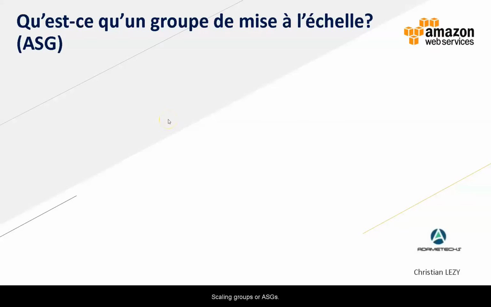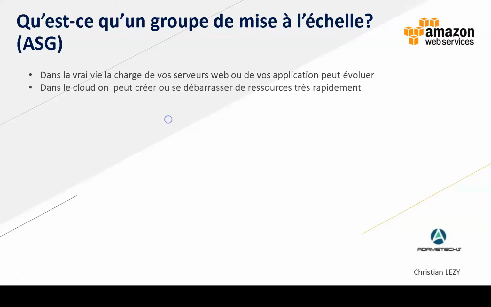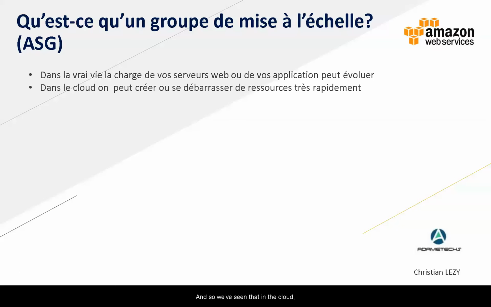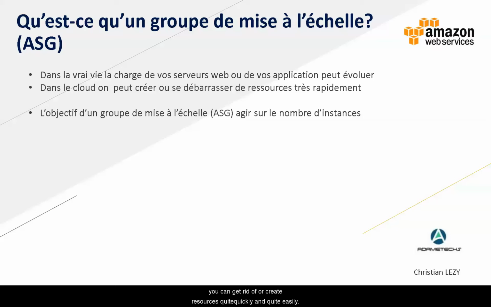Auto scaling groups, or ASGs. So what is a scaling group? In real life, the load on your servers or application can change. The more popular you are, the more visitors you will have, the more your load is likely to increase. And so we've seen that in the cloud, you can get rid of or create resources quite quickly and quite easily. The objective of an auto scaling group, or ASG, is to act on the number of instances by scaling our infrastructure in relation to load increases or events linked to the use of our machines.